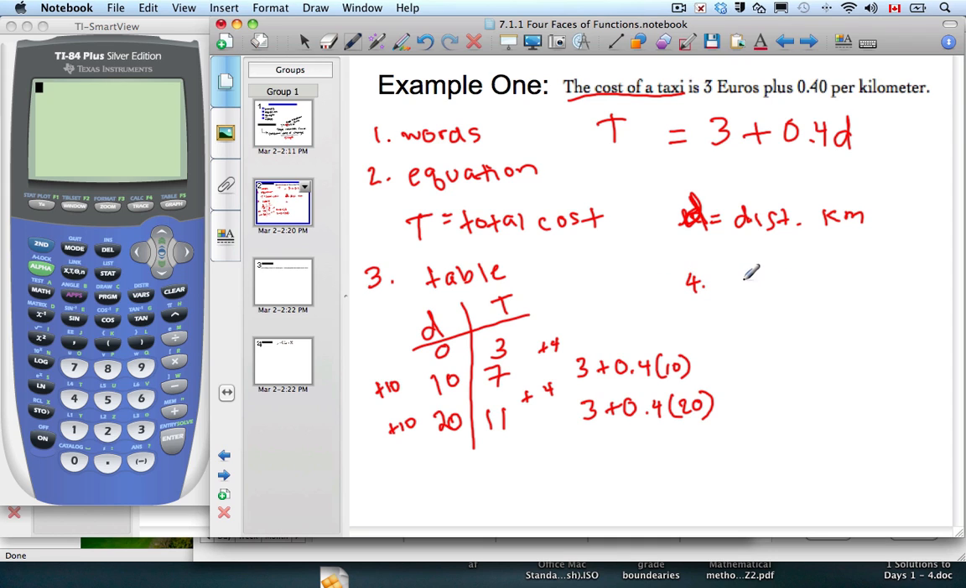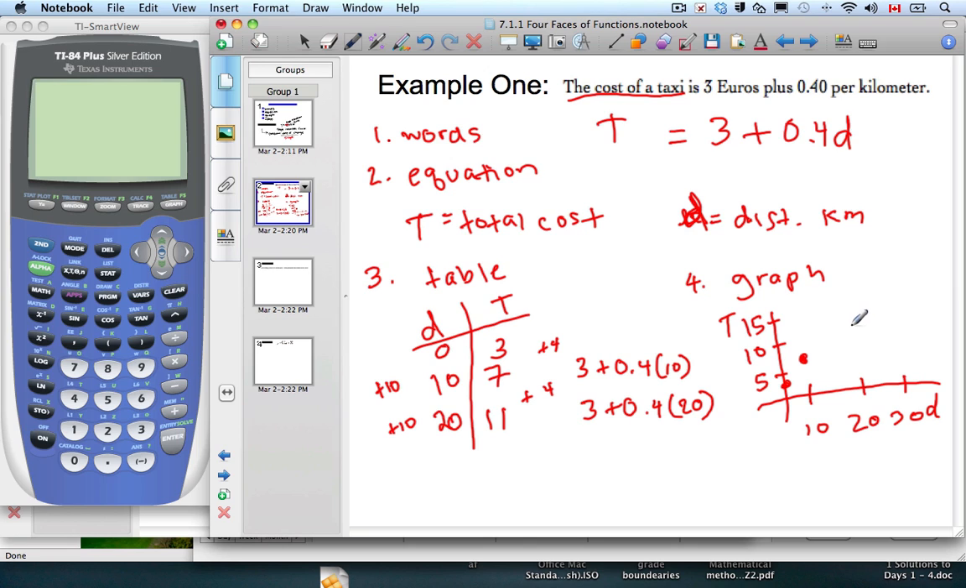Last thing, graph. Oh, I like graphs. This is just going to be a rough sketch. So we'll go here. Our independent variable is distance. So let's see, we did 0, 10, 20. And T is for the total cost? Yep. What do we want to go up by? 5? Sure. 10? 15. So our y-intercept is at 0, 3. And then at 10, it cost 7. And at 20, it cost 11.